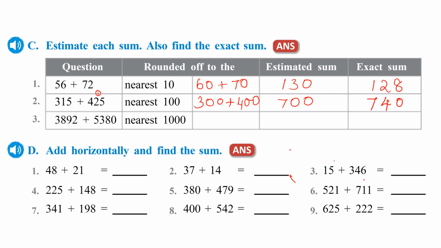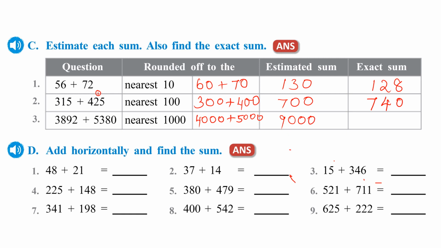The question is 3892 plus 5380. They've asked us to round it off to the nearest 1000. So 3892 is rounded to 4000. Yes. Then 5380 is rounded to 5000. When we add these two in the estimated sum, we get 9000.